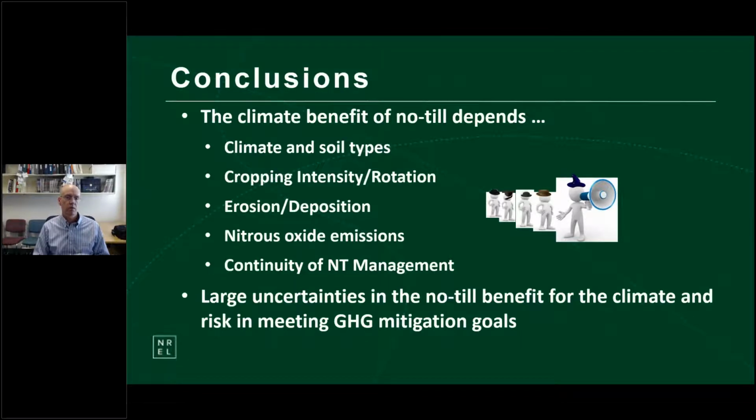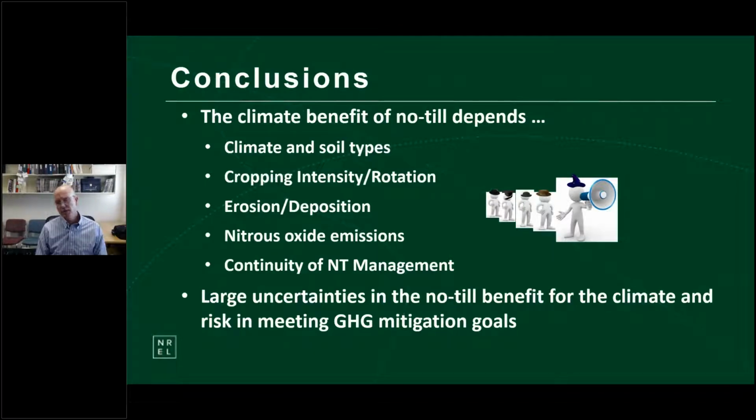For example, West and Post talked about when you have a fallow in the system, it doesn't seem like no-till has much of an impact. Also, that study by Liu et al. suggested that if you're doing double cropping in a year, you get an impact in no-till. Even though overall you don't, if you're doing the double cropping, they did find an impact. Erosion and deposition has an impact, as I just discussed. Nitrous oxide emissions can increase, it appears, in these dry climates, and also the continuity of that no-till management.